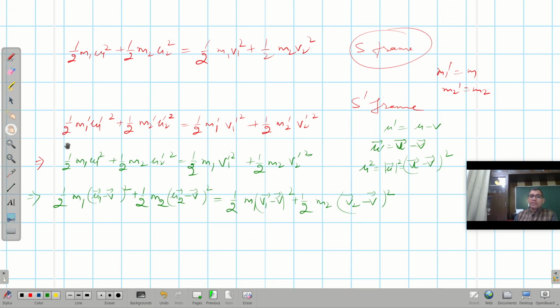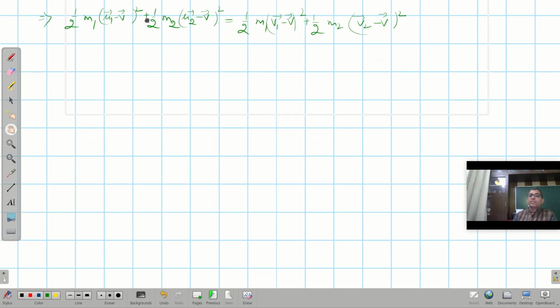I have to start from here, and I have to reach here. I am using this v because I have to remove the prime. So by starting with this, I will try to reach this particular point. Let us see whether I will reach or not. If I reach, then I can say that it is invariant under Galilean transformation. Otherwise, it is not invariant under Galilean transformation. So let us proceed as follows.